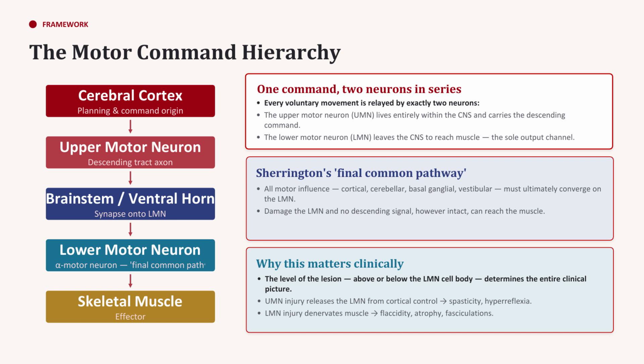So when you localize a motor lesion, the very first question is: is the problem above the LMN cell body, or is it the LMN itself? Above gives you an upper motor neuron syndrome. The muscle is intact and over-facilitated, so you get spasticity and hyperreflexia. At or below the LMN, the muscle is disconnected. You get flaccidity, wasting, and fasciculations. Fix this dichotomy now, and half of clinical neurology becomes pattern recognition.